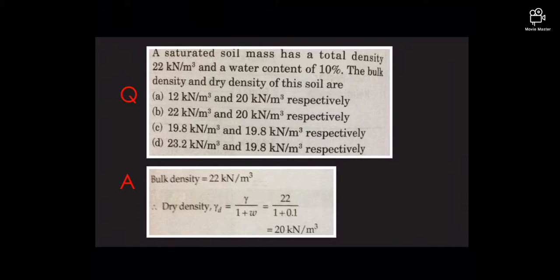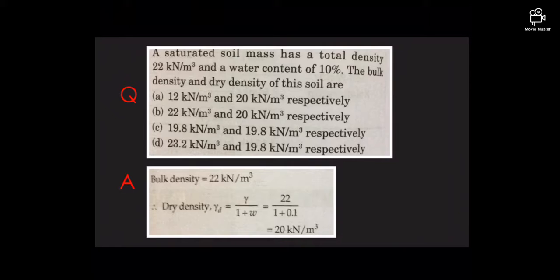Next question, a saturated soil mass has a total density and a water content of 10%. The bulk density and the dry density of the soil are. So in the question itself, the answer is partly given. The bulk density they are asking is the same as for a saturated soil, the total density of the soil mass, which is given, that is 22 kilonewton per meter cube.